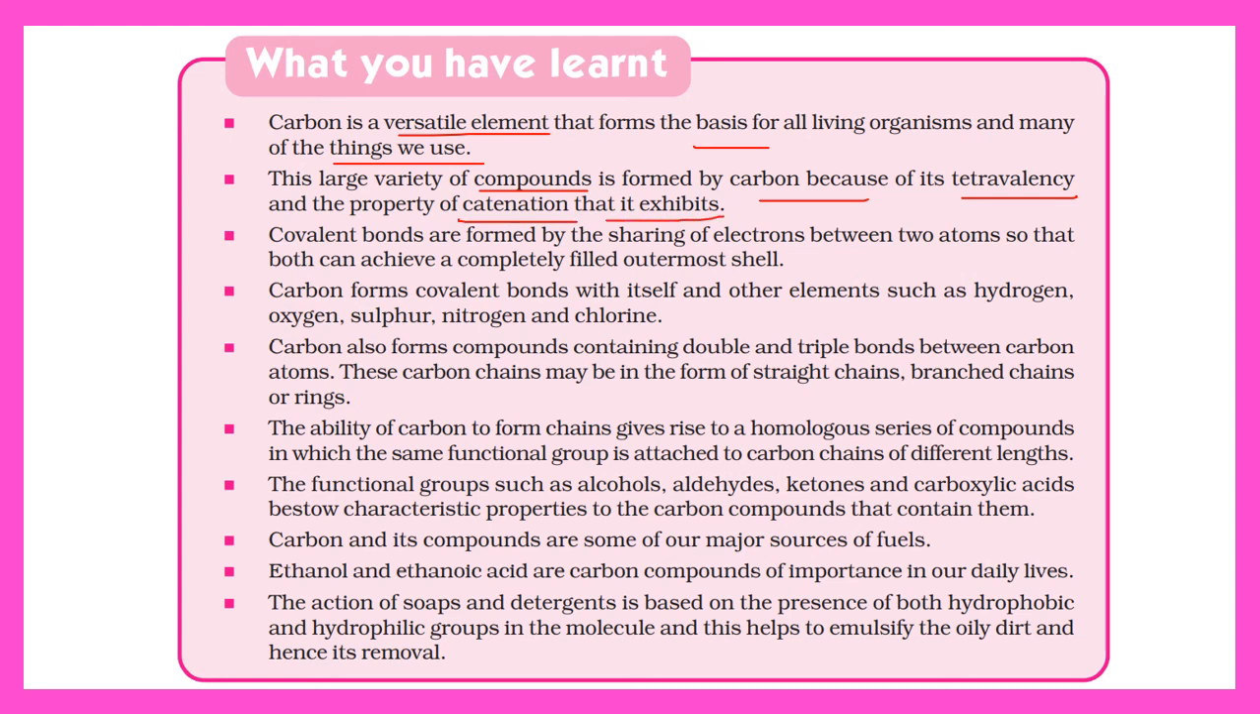Covalent bonds are formed by sharing of electrons between two atoms so that both can achieve a completely filled outermost shell. Carbon forms covalent bonds with itself and other elements such as hydrogen, oxygen, sulfur, nitrogen, and chlorine. Carbon also forms compounds containing double and triple bonds between carbon atoms. These carbon chains may be in the form of straight chains, branched chains, or rings.